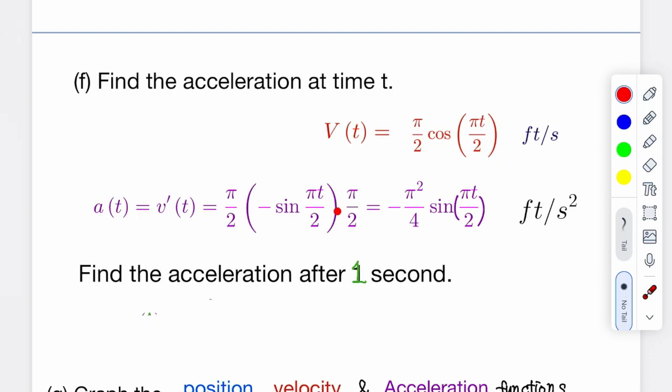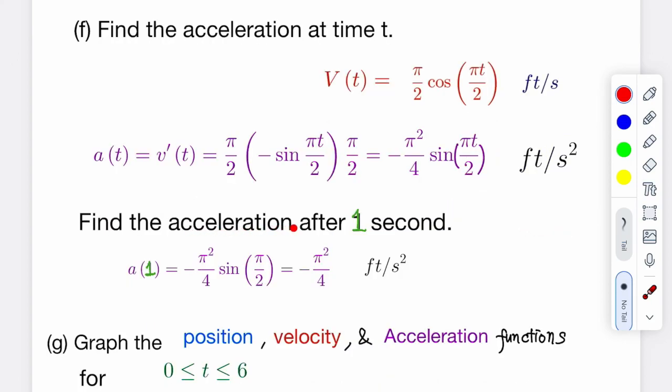But then remember the chain rule. We have to multiply by the derivative of the inside function. The derivative of the inside function with respect to t is pi over 2. So we multiply over here. Simplifying this, we get negative pi squared over 4, and then multiply with sine of pi t over 2. The unit here is feet per square second.